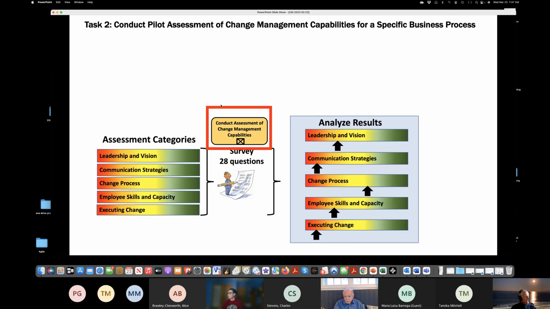Then our next task after we are done with this is to conduct this survey as a pilot in an organization, to see how it goes, apply it to a specific business process that we want, not for the whole agency, and then see what kind of results we're getting from these surveys, and how useful they are.